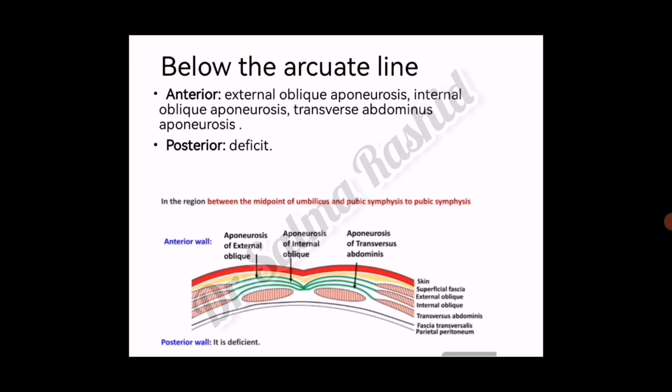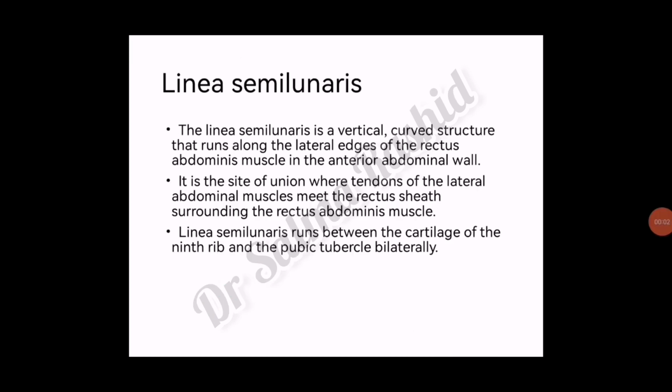Now below the arcuate line, you can see anteriorly the rectus sheath is formed from external oblique aponeurosis, internal oblique aponeurosis and transverse abdominis aponeurosis, and the posterior wall is deficient. The rectus sheath is present only anteriorly below the arcuate line.